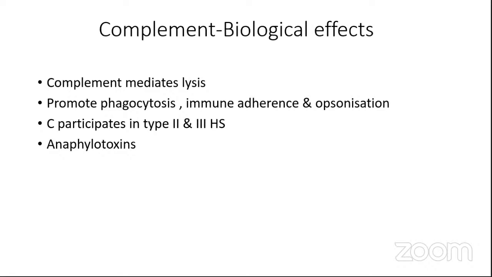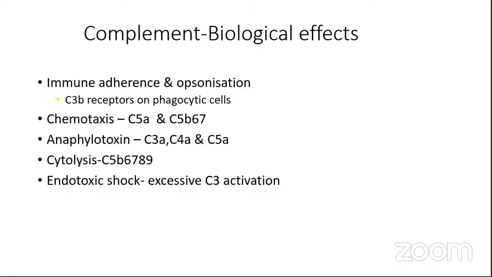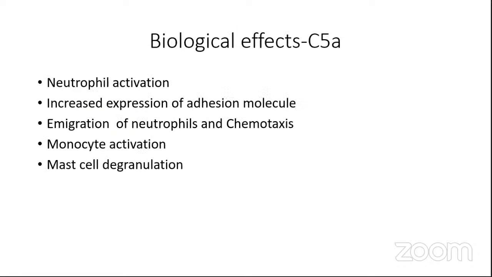And apart from that, it acts as an anaphylatoxin. And immune adherence and opsonization happen with the help of the C3b receptors present on the phagocytic cells, where the complement may attach to the C3b receptors and enhance opsonization. Chemotactic effect will be mainly by C5a and C5b, 6 and 7. Anaphylatoxin by C3a, C4a, and C5a. And cytolysis is by the membrane attack complex, which is responsible for lysis of the targeted cells. And excessive C3 activation may lead to endotoxic shock. So these are the few biological effects the complement can cause on activation.